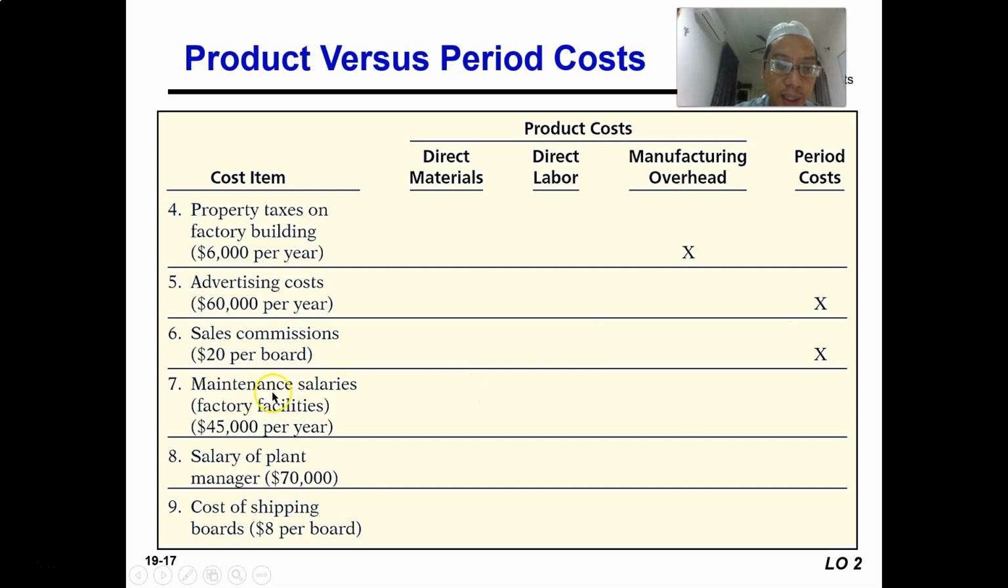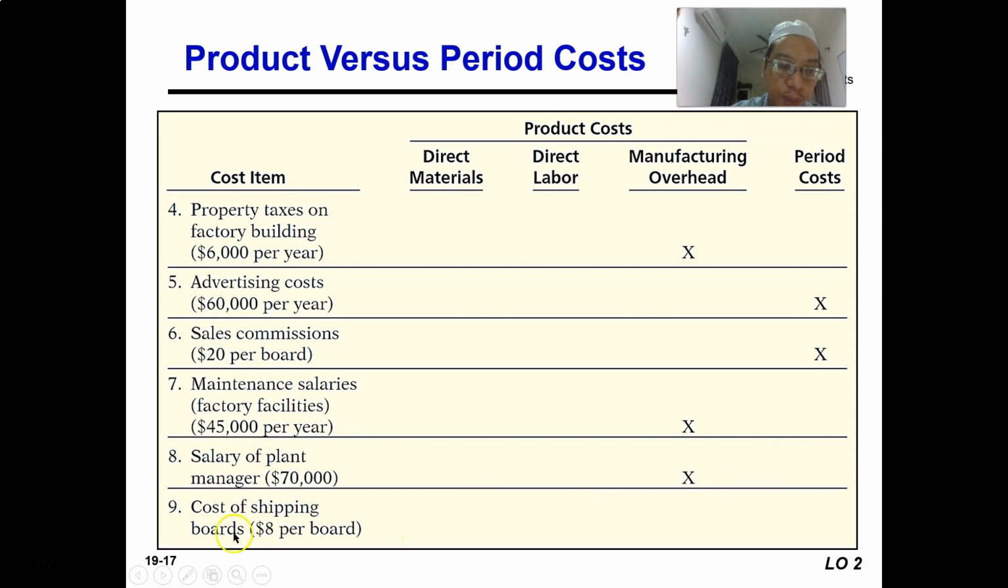Maintenance salaries, but these are maintenance salaries of the factory facilities. This is essential for the running of the factory. Without maintenance, the factory might face problems and cannot function. Therefore, it is part of manufacturing overhead. Then the salary of the plant manager. Again, this is part of the plant. Plant is another word for factory. If the plant manager is not given salary, then the plant will not work properly. There will be haywire in the running of the factory. Therefore, it is part of the manufacturing overhead.